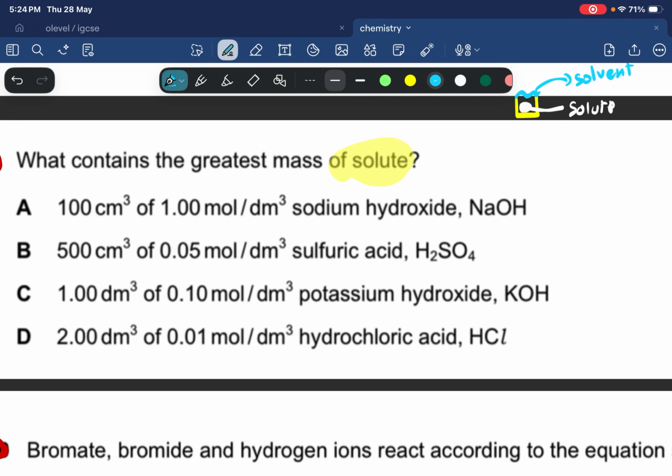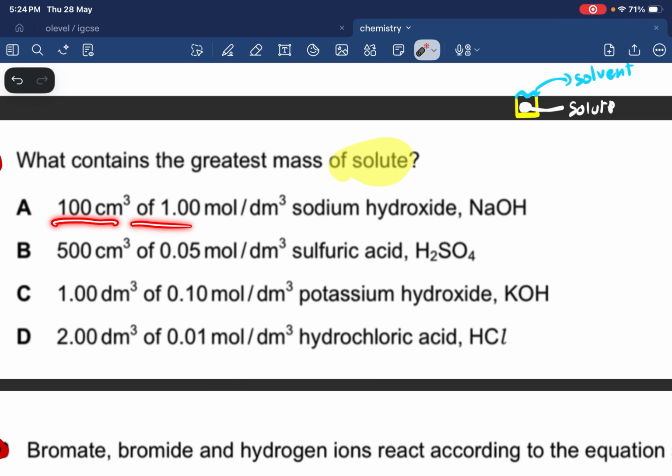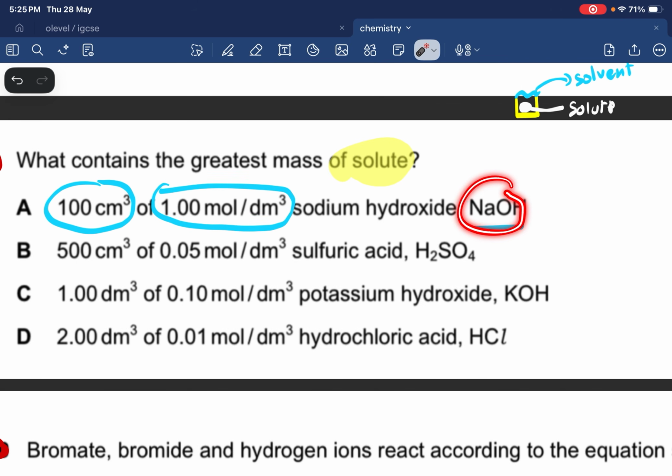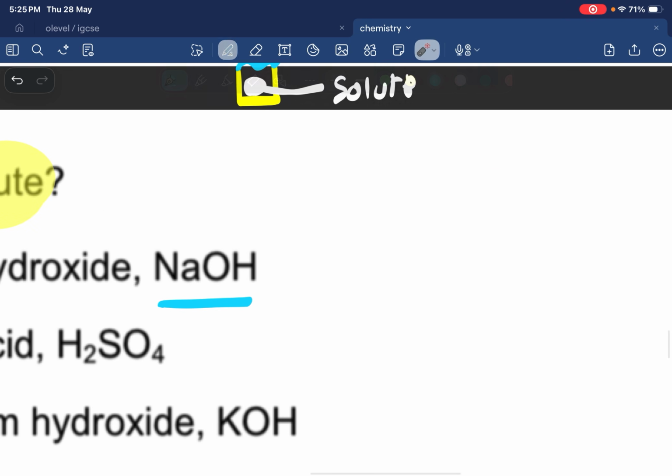So over here, 100 cm cube of 1 mole per dm cube sodium hydroxide. What is the solute? Sodium hydroxide. We have to figure out the mass of sodium hydroxide in this. To figure out the mass, what are we going to do? We first figure out the moles. We have the volume, we have the concentration. Now you might think, if it's a solid and we're figuring out the mass, how come they have a volume? I'll tell you what has happened.